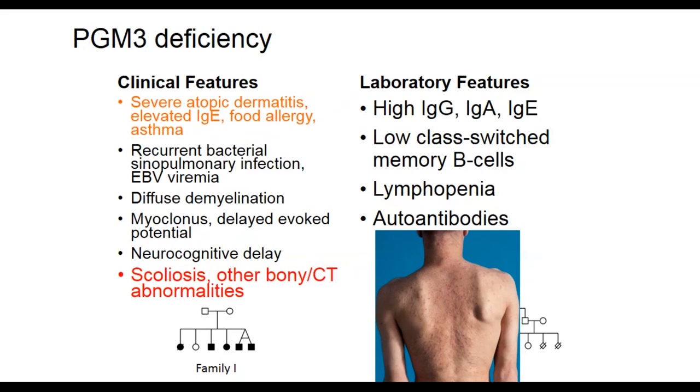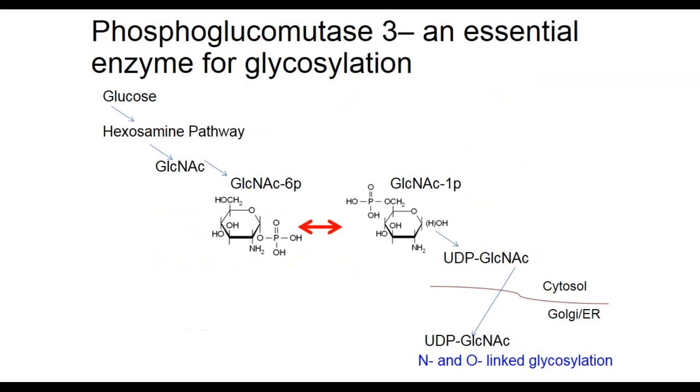Why does this actually matter? This is a pathway that every single one of us, and I can guarantee you, fell asleep during medical school learning about this. PGM3 is what turns one sugar into another sugar in a pathway that's important for putting sugars on proteins. Okay? When you do your blood typing, or if you ever have to have your hemoglobin A1C measured, those are examples of sugars on proteins. Okay? This is a fundamental problem with putting sugars on proteins all over the body. Completely losing the function of this protein wouldn't make it past an embryo. Okay? So the protein works a little, just doesn't work all the way.